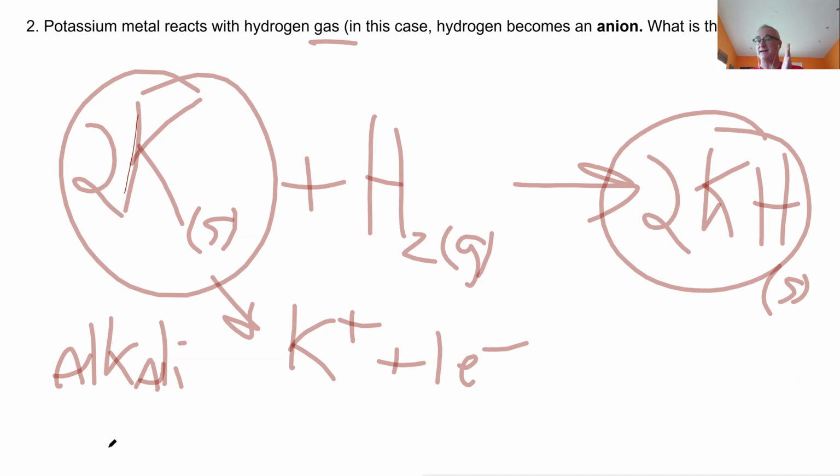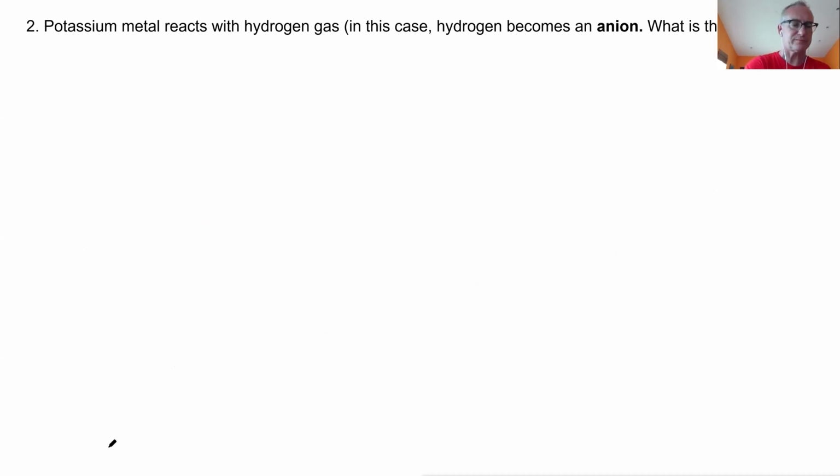So we use "ide" at the end, and it's hydrogen, so it's hydride. And that's an ionic compound because K is positive and H is negative. And since it's an ionic compound, it's going to be a solid. So potassium hydride is what you were looking for. What do we use potassium hydride for? I have no idea. I don't know what you use potassium hydride for. But that's how you make it.